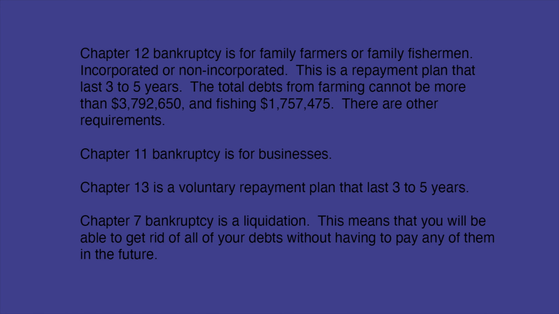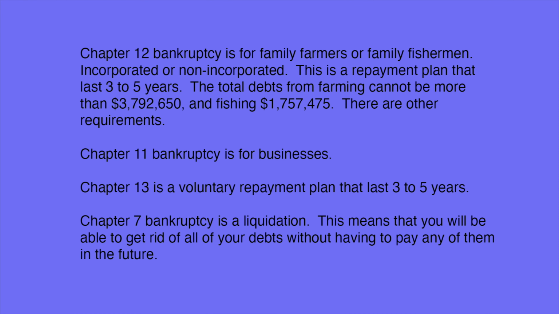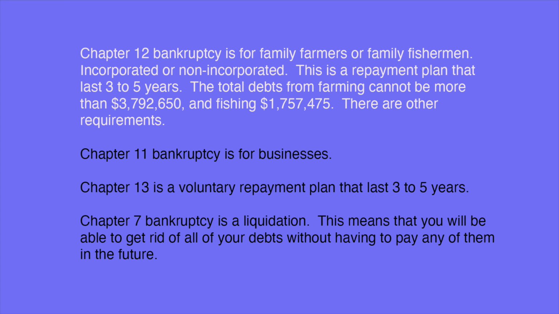Overview on the different kinds of bankruptcies. Chapter 12 Bankruptcy is for family farmers or family fishermen, incorporated or non-incorporated. This is a repayment plan that lasts 3 to 5 years. The total debts from farming cannot be more than $3,792,650 and fishing $1,757,475. There are other requirements.